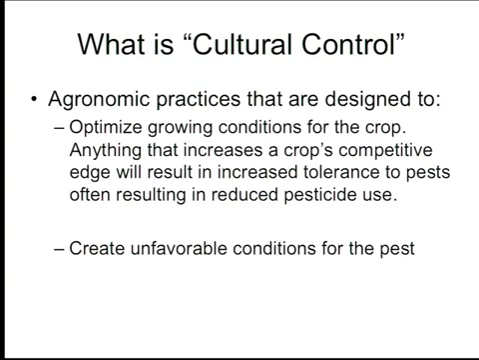So one practice that we use a lot in the garden is cultural control. Part of the ecologically based pest management approach is cultural control and biological control. The first one, cultural control, is a set of agronomic practices designed to optimize the growing conditions for the crop so that it grows well, and to create unfavorable conditions for the pest, as well as favorable conditions for the natural enemies of the pest.